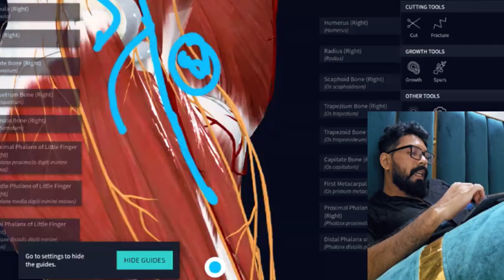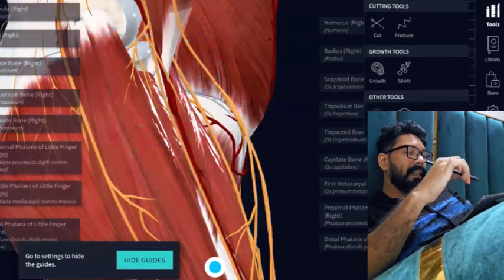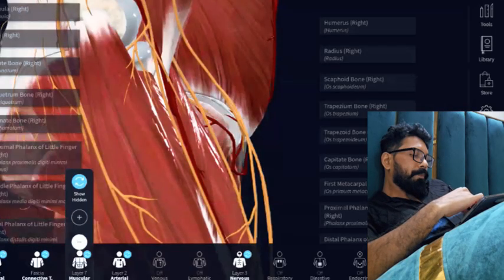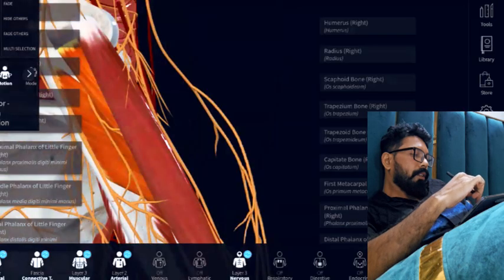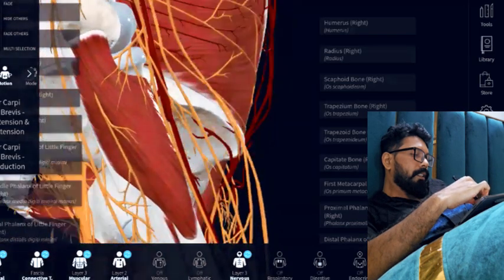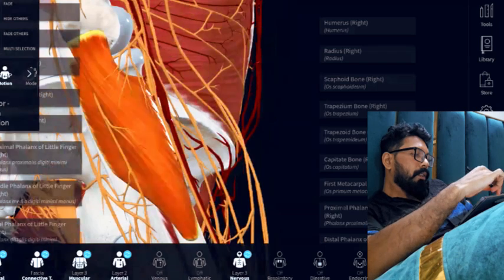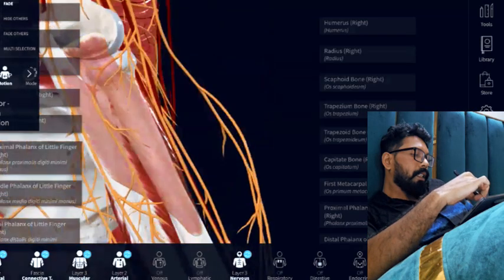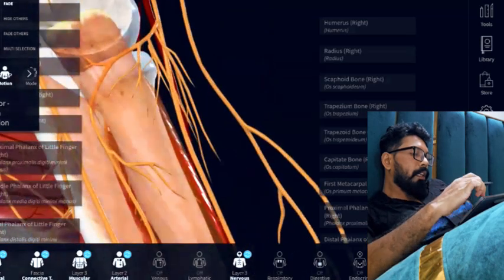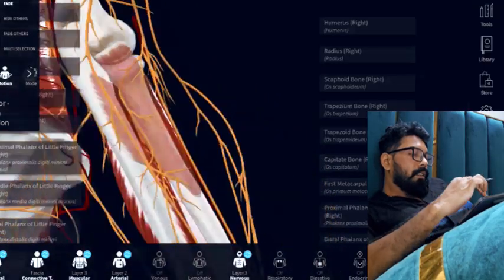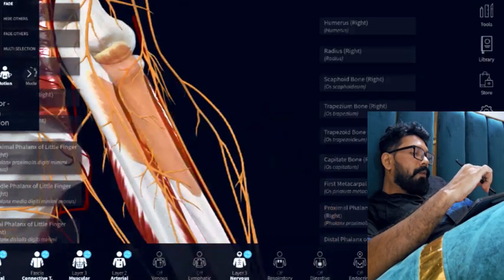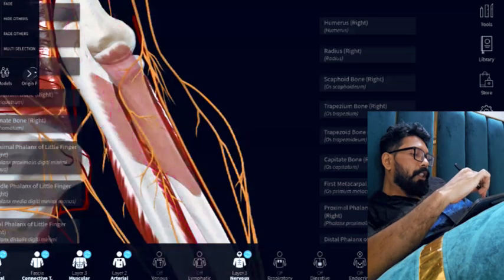I'll show you. Then the deep branch, after some time, will spiral around your radial head. Let me just show you that. So this is our supinator, and see, the radial nerve is going inside two heads of the supinator. Inside the supinator. If we fade it, we can see that it's entering inside the supinator and looping around your radial head. So then it will be named as posterior interosseous nerve.